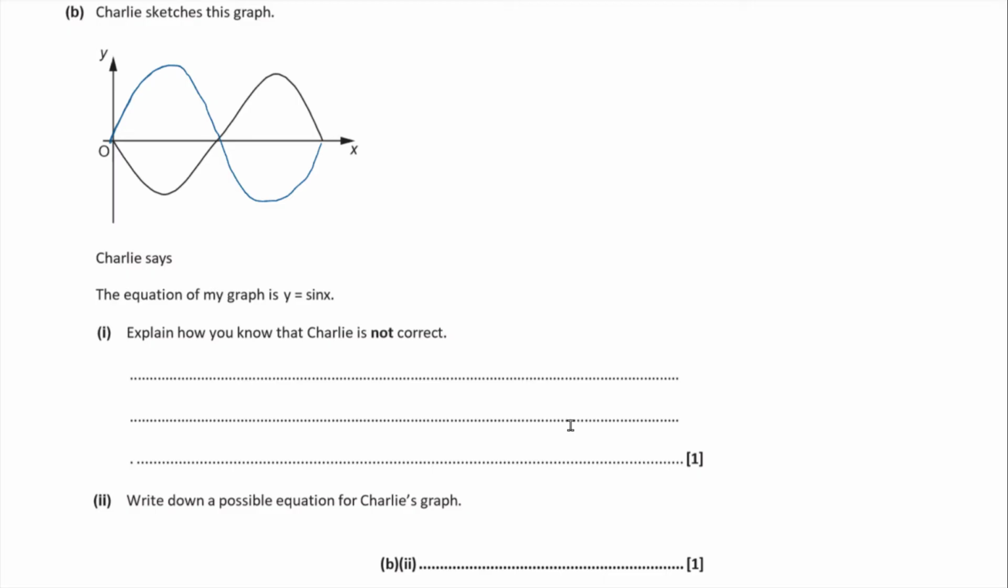Okay, so how can I say that in words? The equation of my graph is y equals sine x. Explain how you know that Charlie is not correct. Well, I know because I know that y equals sine x is positive for x lying between 0 and 90. I definitely know that. That's one reason.